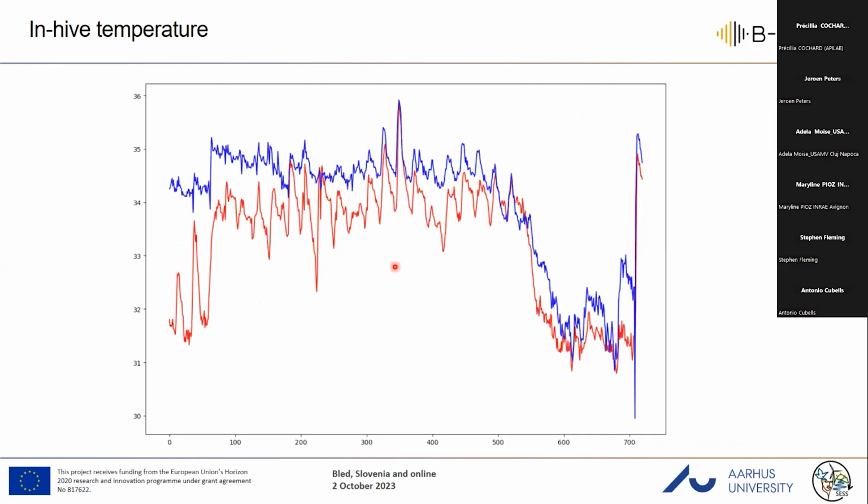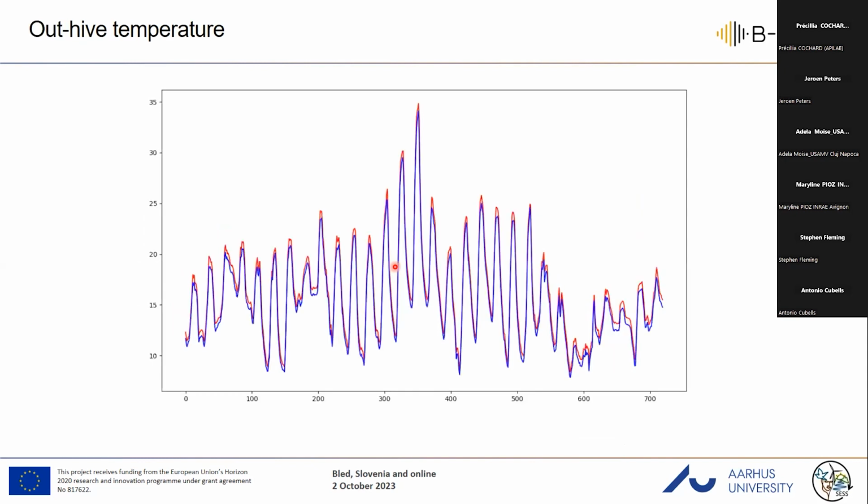And this is the in-hive temperature. The red one survived. The blue one died. Again, but this can't tell much because it really depends on where we put the sensor, because we only have one single sensor and where the brood is. So it can differ. This is the out-hive temperature. Because these 2 colonies are in the same place, of course, they should have very similar out-hive temperature.